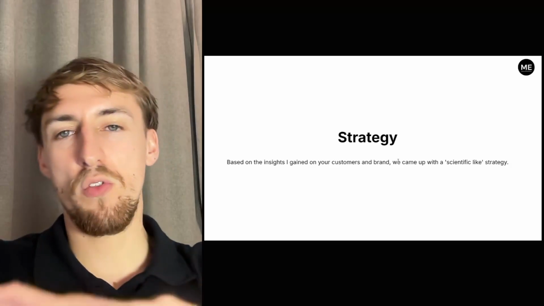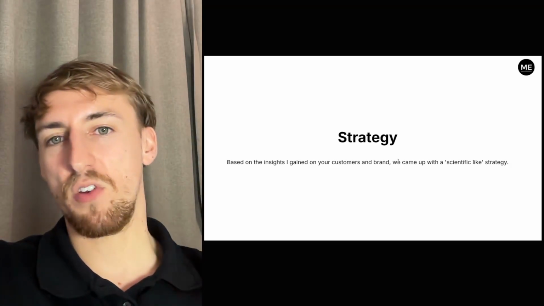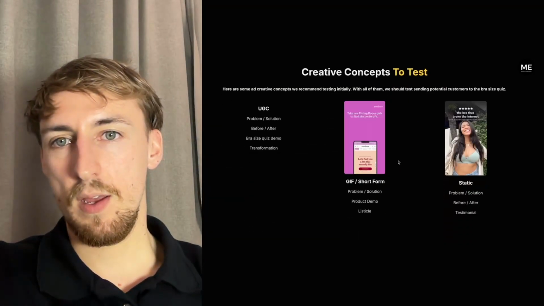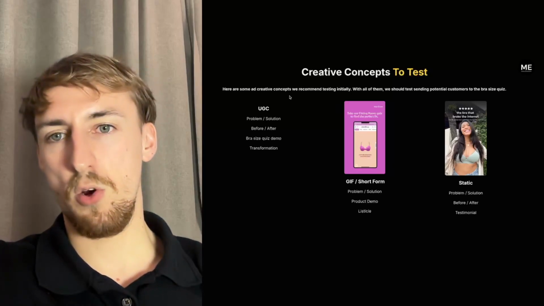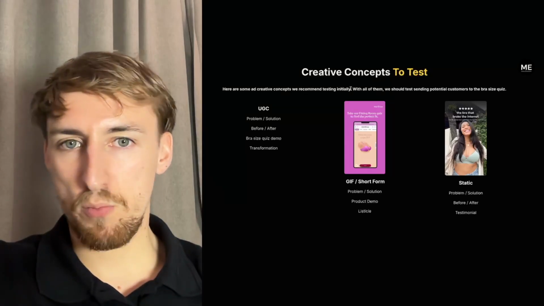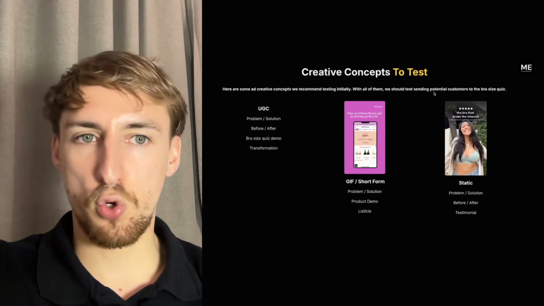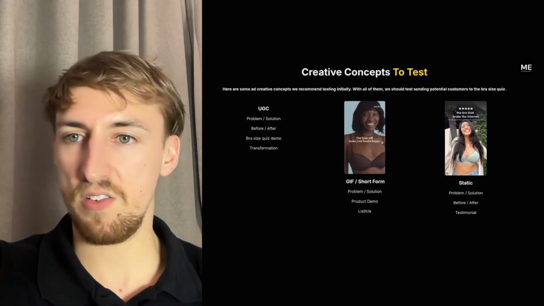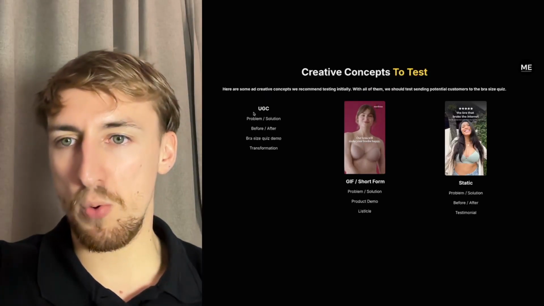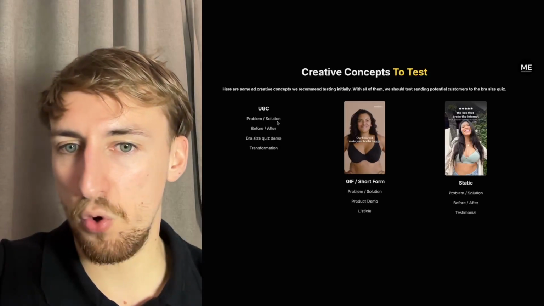Strategy. So based on all the insights that we just spoke about, we've come up with a scientific strategy. So, creative concepts to test. I recommend testing these initially. With all of them, we should test sending potential customers to the bra size quiz, as I said. So again, not loading, but we have UGC, problem solution. Of course, that will be massive.